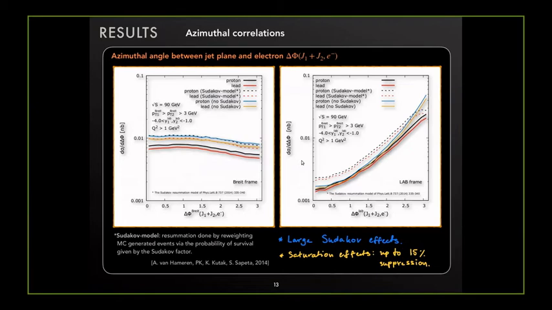I don't see any yet so far. So let me ask one for myself. Do you see any, I don't know, is there a natural way to distinguish somehow Sudakov effects from saturation effects? You mean natural?